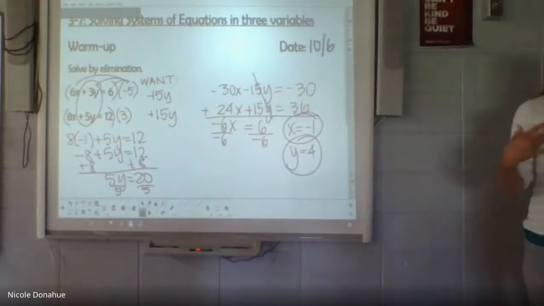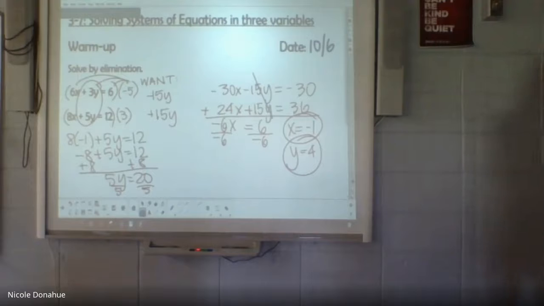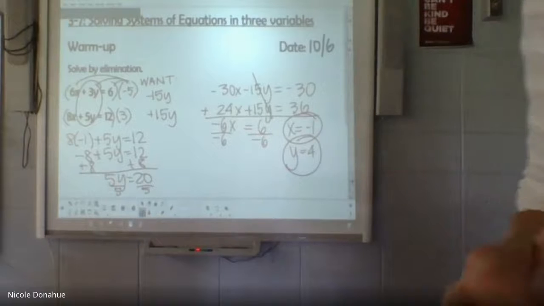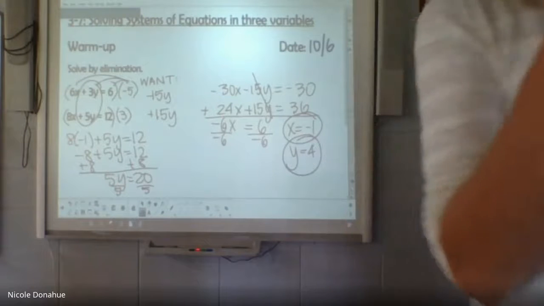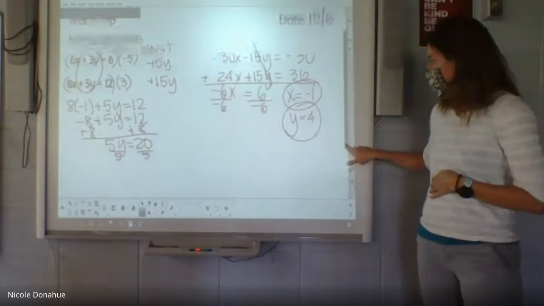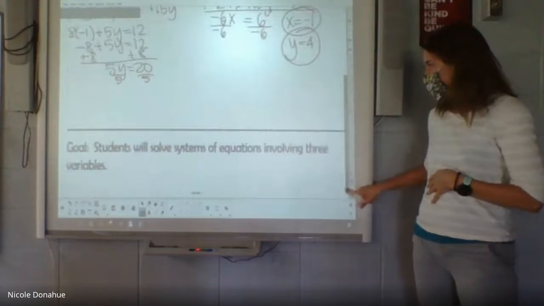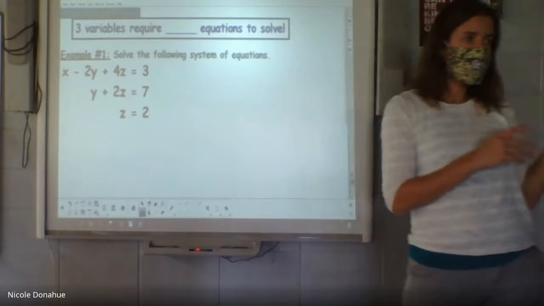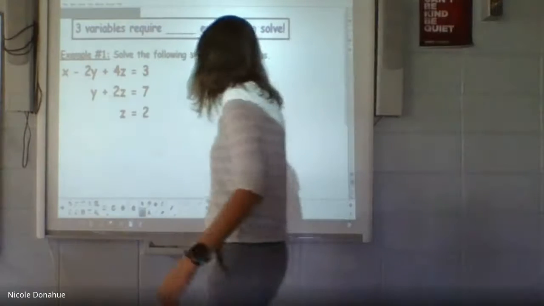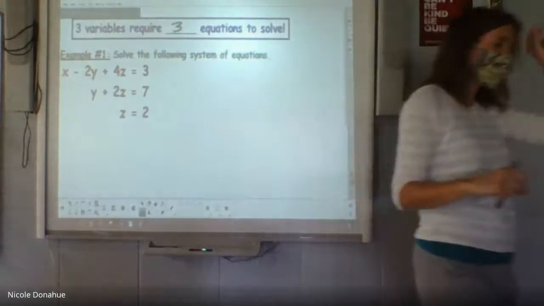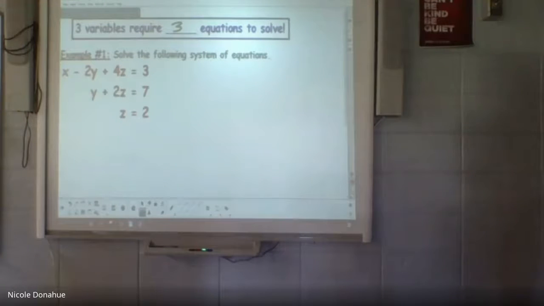So we're gonna talk about how to solve a system of 3 equations. So now there's 3 variables and 3 unknowns. Now we're gonna start easy-ish. We're gonna start easier and then work our way a little bit tougher. If you have 3 variables, you need 3 equations to solve. So if we don't have 3 equations, we can't solve 3 variables, just like 2 variables, we need 2 equations.